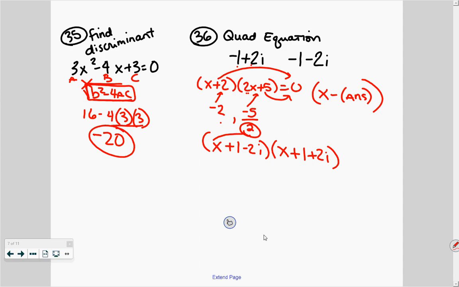Okay, so I've got to go x times x, which is x squared. That times that is going to give me a positive 1x. That times that is going to give me a positive 2xi. And again, it doesn't matter the order of those guys. Just make sure when you go to do it again, you have it in the same order. Okay, so that one's done.